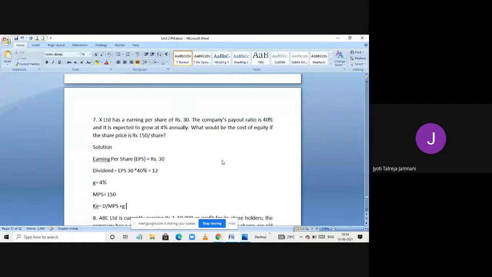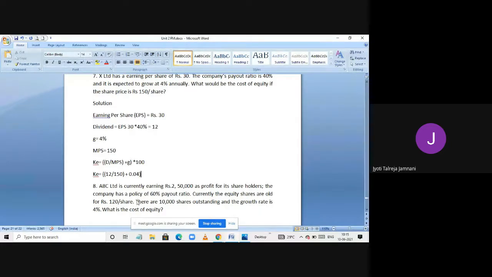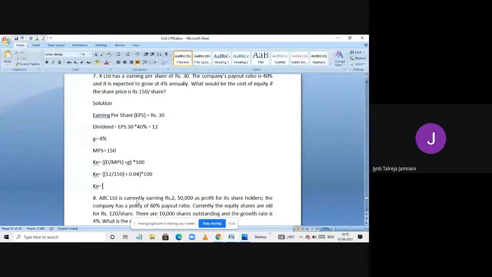So now we can find cost of equity, which is, the formula is dividend divided by MPS plus growth rate, into 100. First we divide dividend by MPS. To that we add growth rate, and then the entire equation we multiply with 100. So KE is equal to dividend 12 rupees divided by market price per share 150 rupees plus growth rate 4%. 4% if I convert in decimals is 0.04, into 100. Please solve and tell me how much you get as cost of equity.